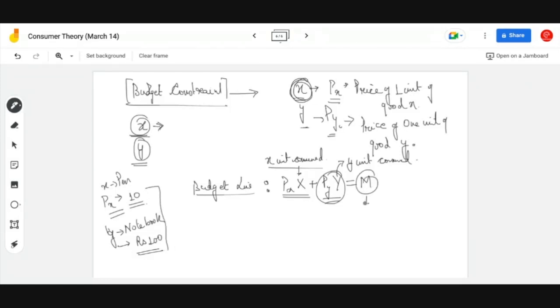This is nothing but your income. So this income determines how many of good X and good Y can be consumed. Okay, so let's say that M is equal to 500. If you want to purchase only pens, how many pens can you purchase?